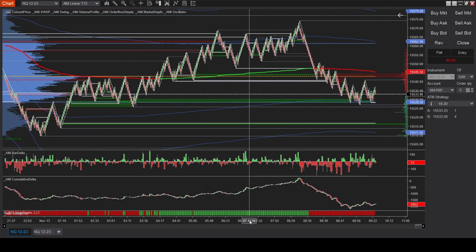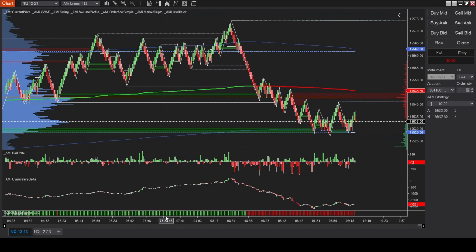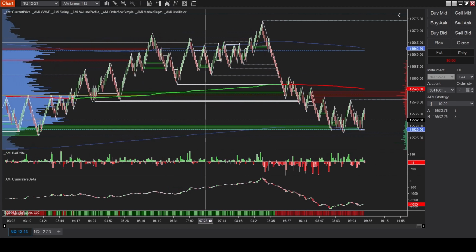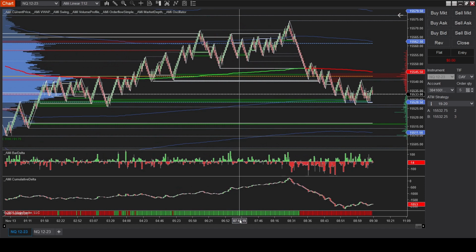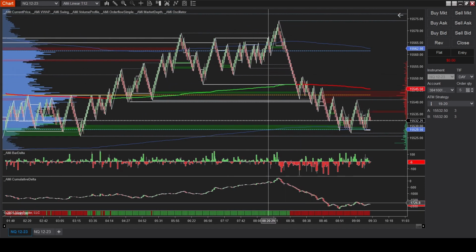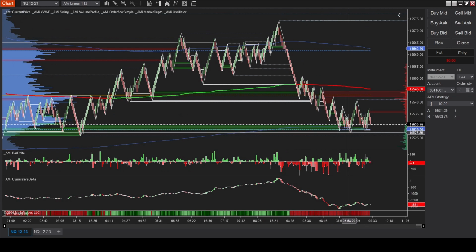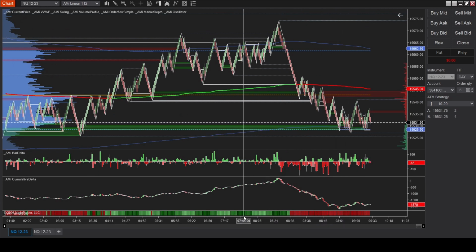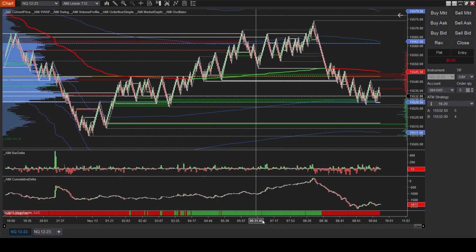We're trading futures NASDAQ on Ninja Trader 8. The market is about to open in 3 minutes. We're currently sitting below VWAP. We just approached the current value area low.